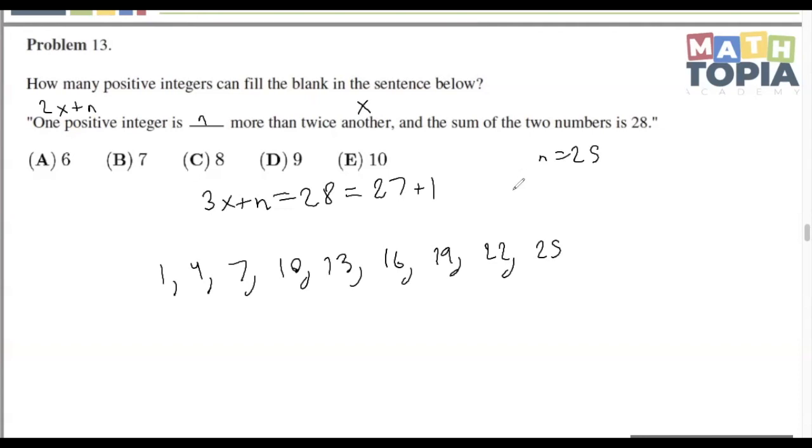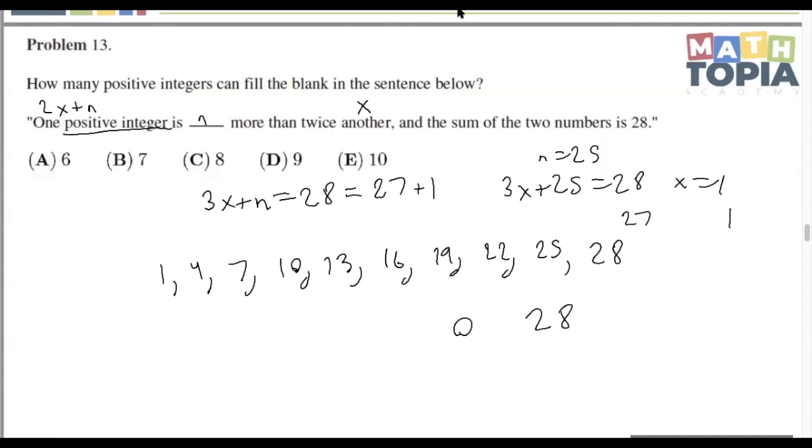Well, what we'd end up with is 3x plus 25 equals 28. So x would just be 1, and our 2 numbers are 27 and 1, because 27 is 25 more than twice 1, and they add up to 28. But if we try to go 1 number further to 28, the 2 numbers we end up with are 0 and 28. They add up to 28, and 28 is 28 more than twice 0. That still works. But notice it says they have to be positive integers. Since 0 isn't a positive integer, this won't work.